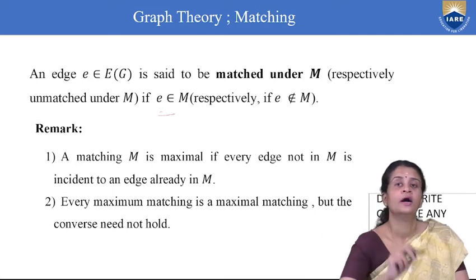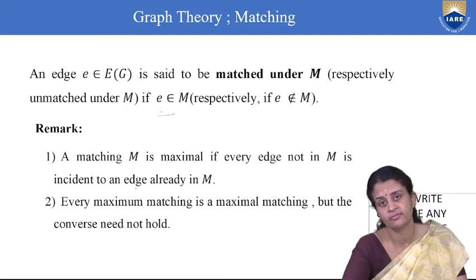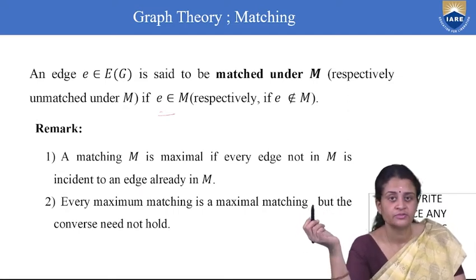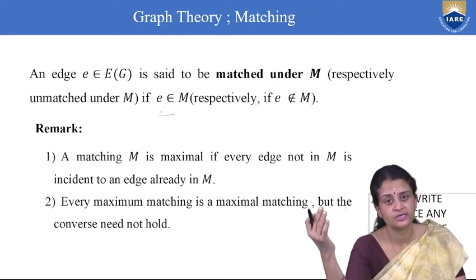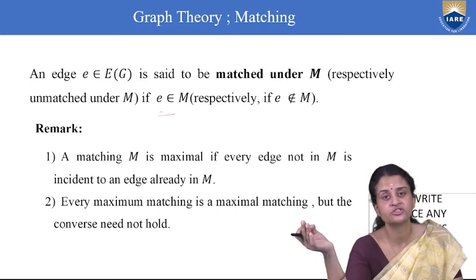Okay. Then some remarks are there. A matching M is said to be maximal if every edge not in M is incident to an edge already in M. We have seen what a maximal matching is. That is, we cannot add any more edges to that matching.